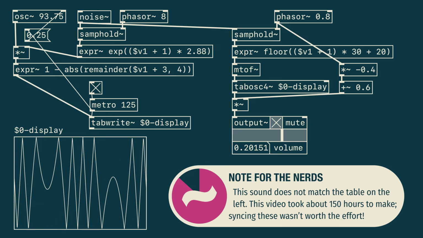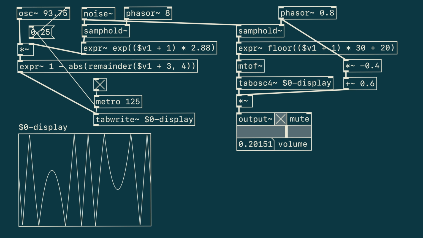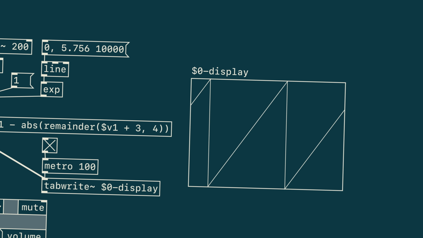It's not much, and I can hear it clicking, but it's got potential. I got a lot out of sine waves. How about a sawtooth wave?